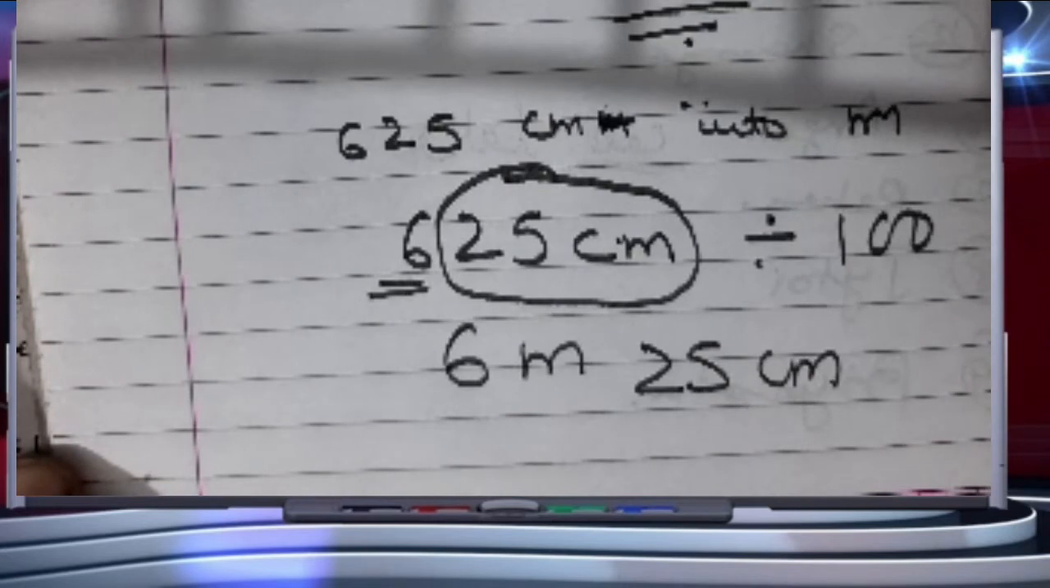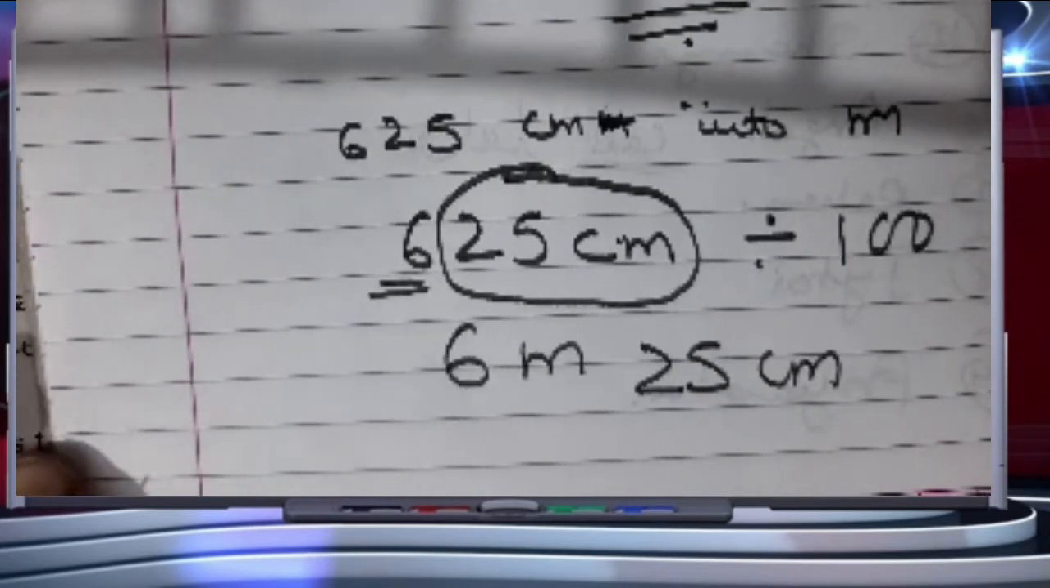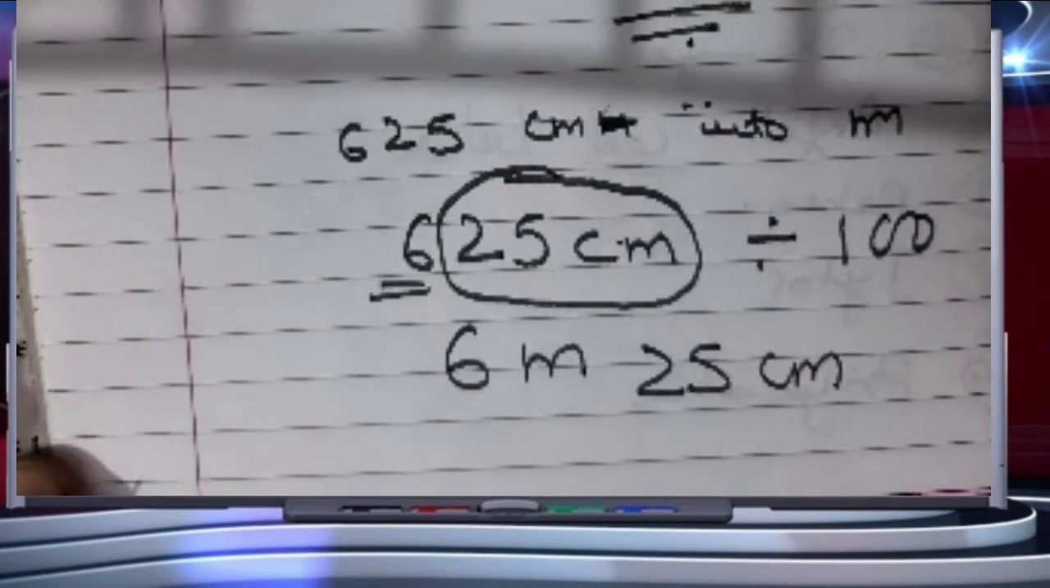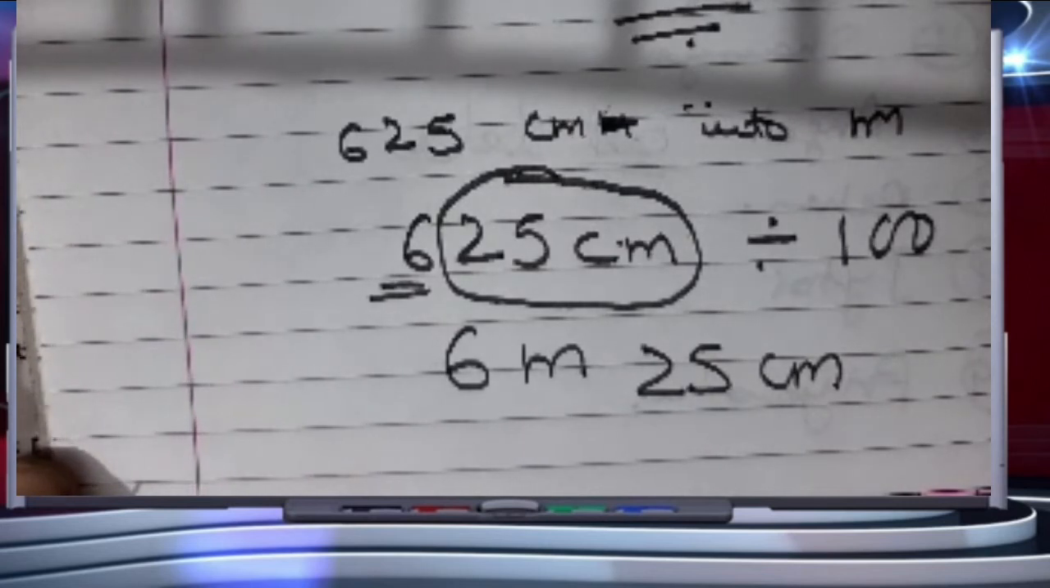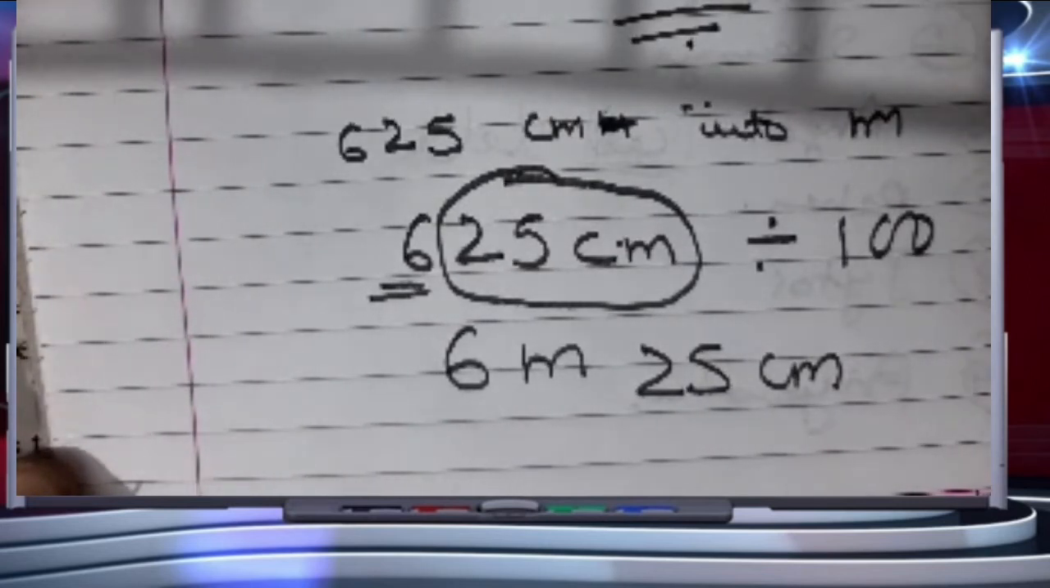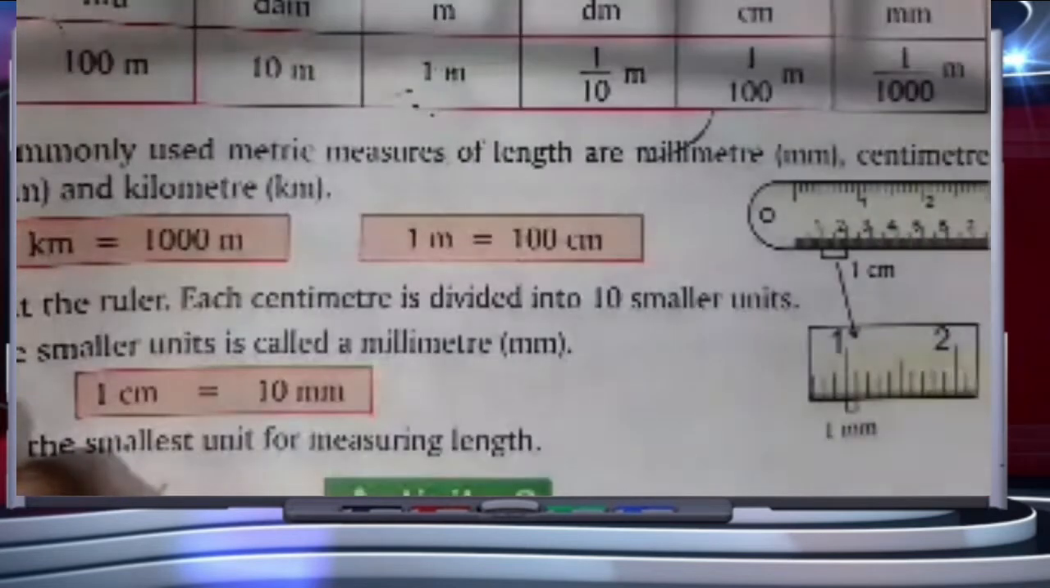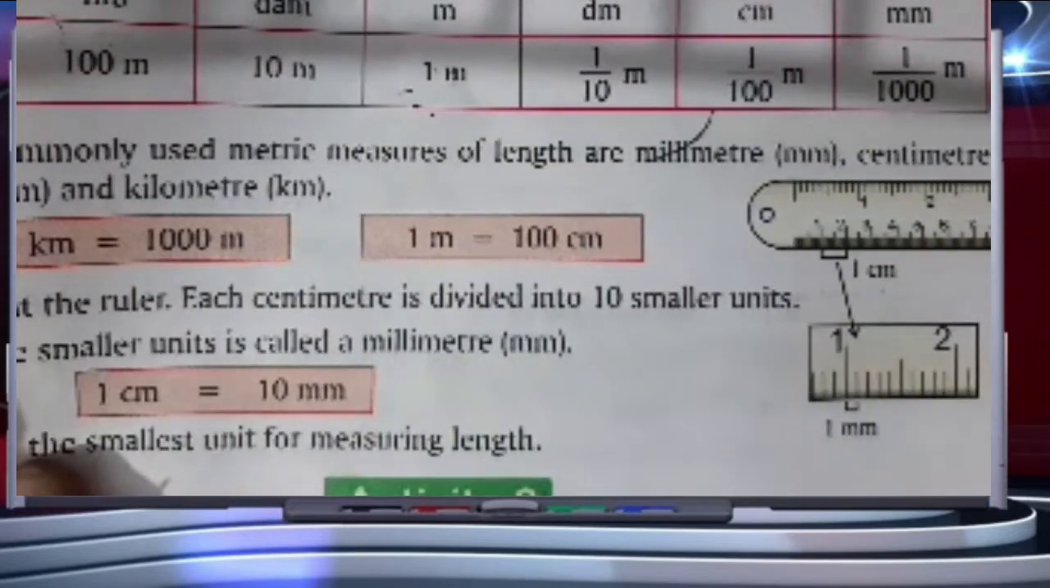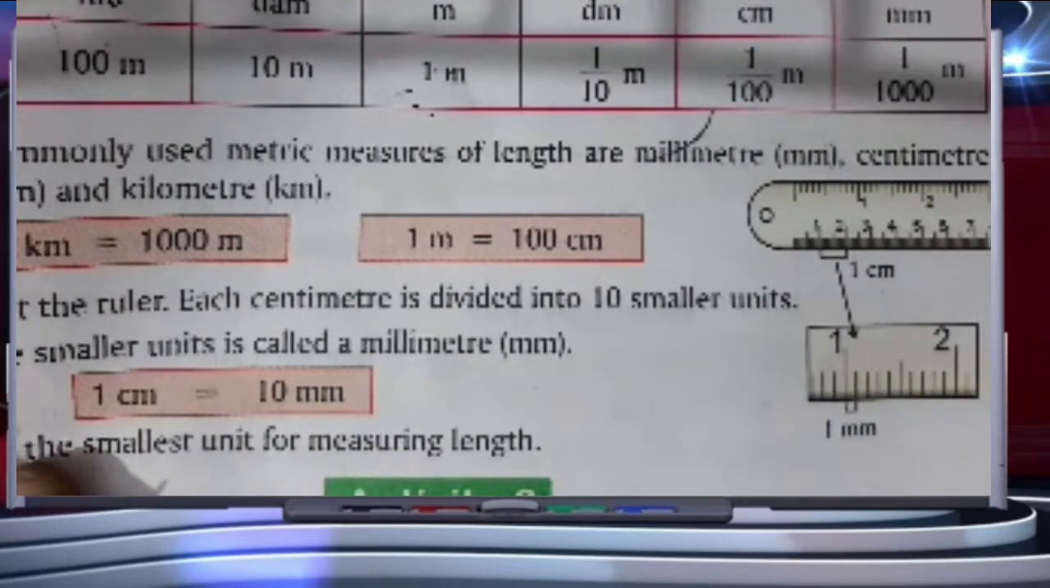Students, whenever you have to convert a smaller unit to a bigger unit, you have to divide, and whenever you have to convert a bigger unit to a smaller unit, then you have to multiply. Okay. Now the fourth question is the same, you have to convert centimeter into meters. Let us do the fifth part.